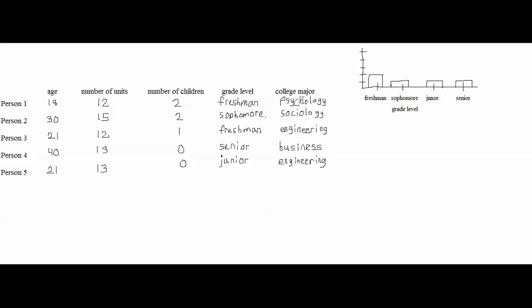What about for this other column right here, for college major? We could also create a bar graph for college majors. Whenever you have a column of qualitative or categorical data, you can create a bar graph. We'll talk about what you do when you have a column of quantitative data after we finish with these two columns of qualitative data.